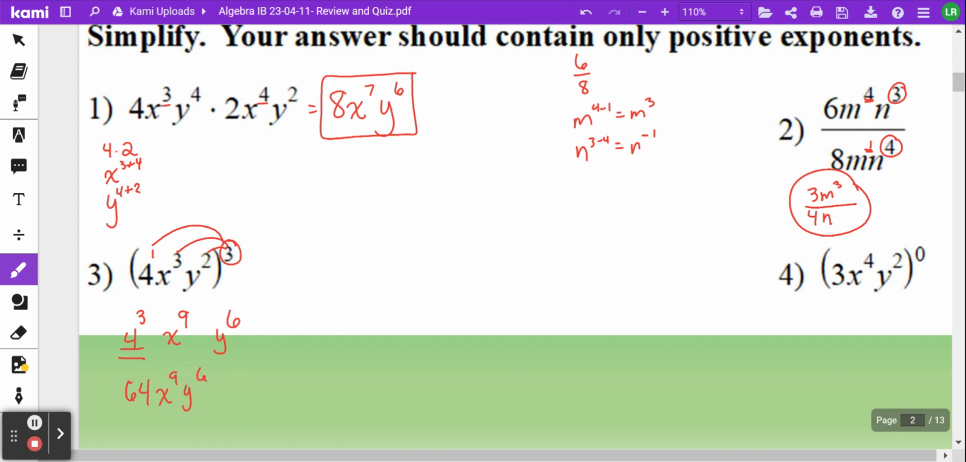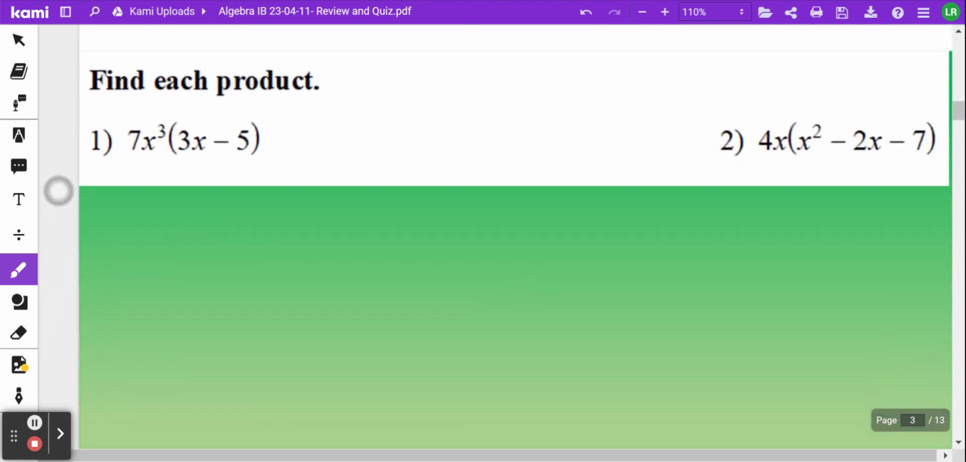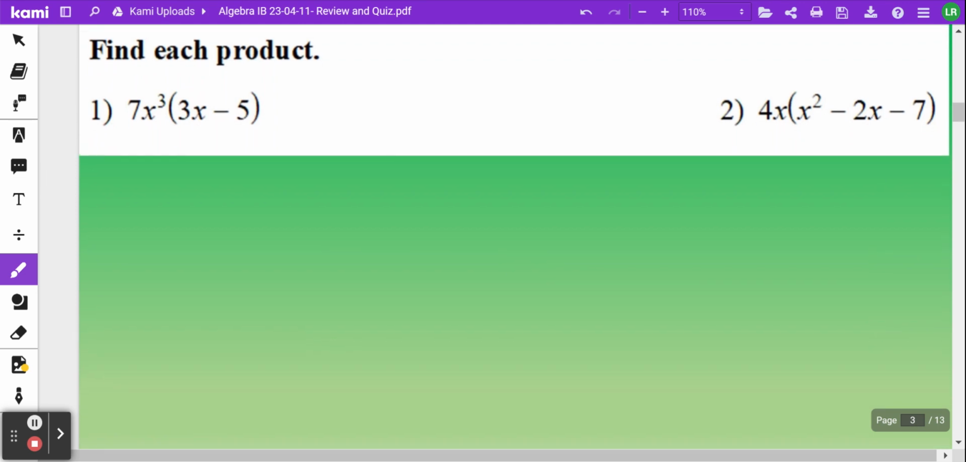And last but not least, anything raised to the 0 power equals 1. So remember, those types of problems will be on our chapter test next week. They don't go away. All right, now let's look at what is going to be on the quiz at the end of class today. So let's start off with these 2. I'm going to let you guys do these 2. So someone please pause the video and give the students 2 minutes to do these 2 problems.